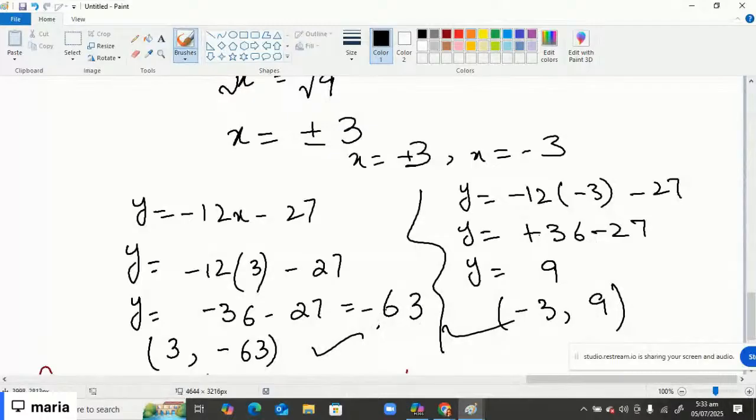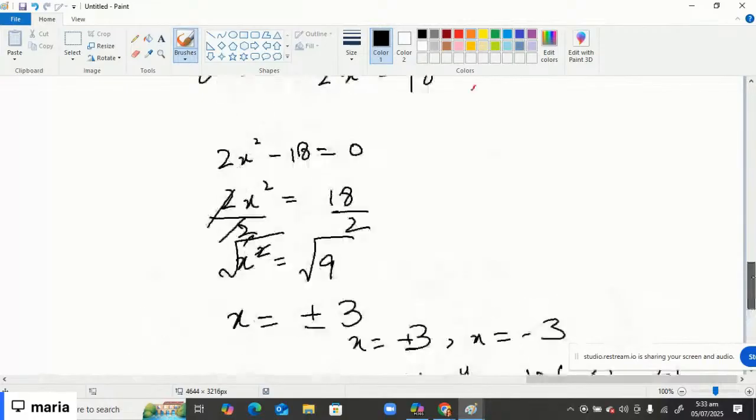Hope you guys understand this lesson. Now let's discuss the next question. Okay, one more question of this kind. Is it easy?